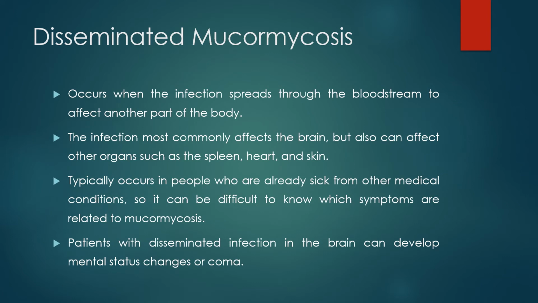Disseminated mucormycosis occurs when the infection spreads through the bloodstream to affect another part of the body. The infection most commonly affects the brain, but also can affect other organs such as the spleen, heart, and skin. It typically occurs in people who are already sick from other medical conditions, so it can be difficult to know which symptoms are related to mucormycosis. Patients with disseminated infection in the brain can develop mental status changes or coma.